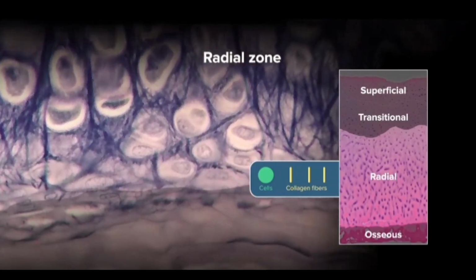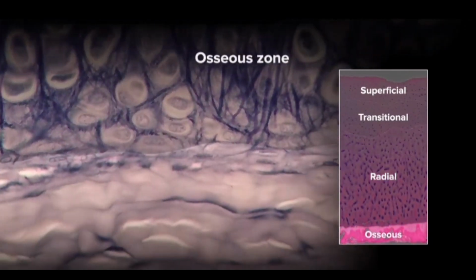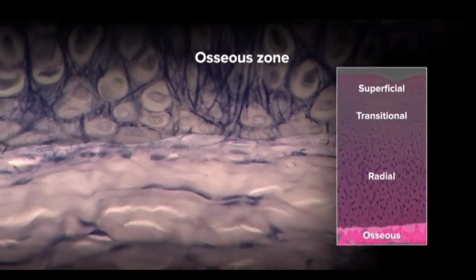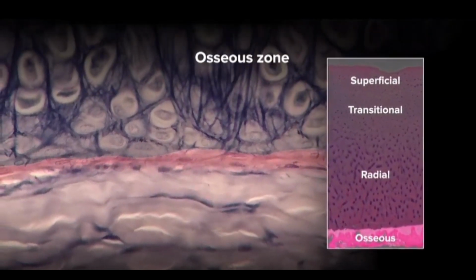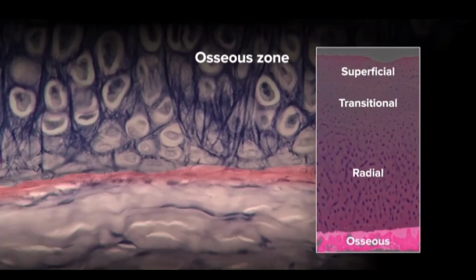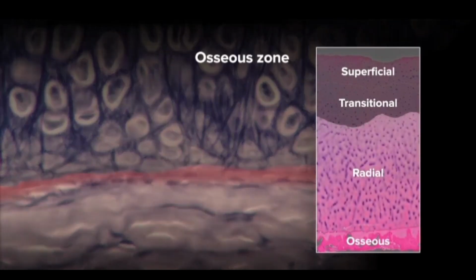The bottom or lowest layer is the osseous zone, also known as the calcific layer. As the cartilage transitions to this point, the cells begin to calcify. There is an identifiable tide mark that separates the deep layer of cartilage from the calcified cartilage below. The pink-stained cartilage in this image has a visible tide mark line between the radial and osseous zones.